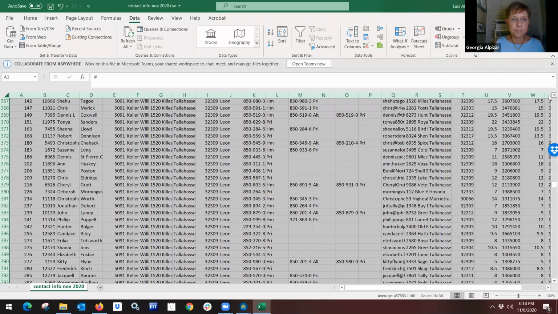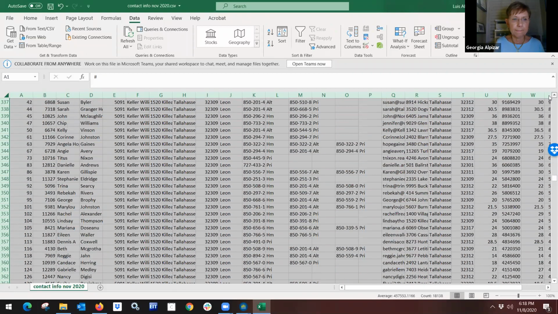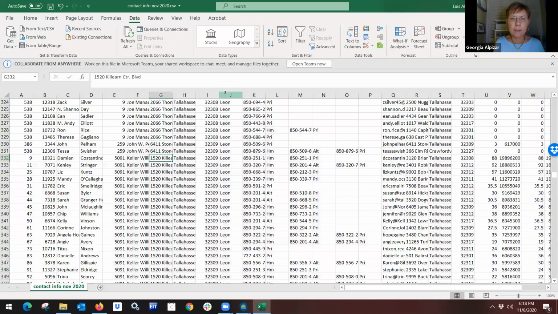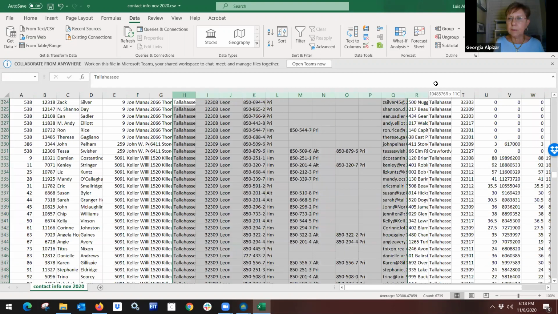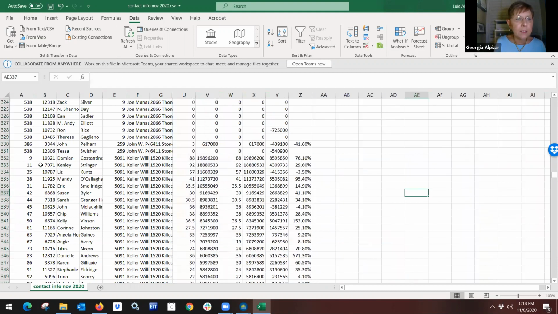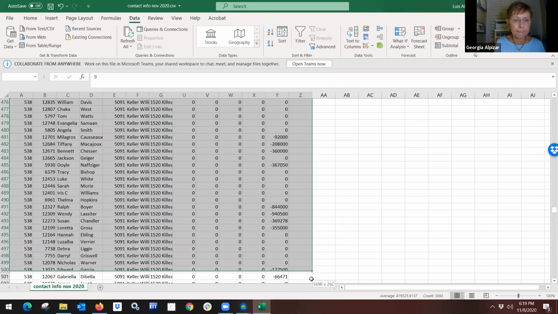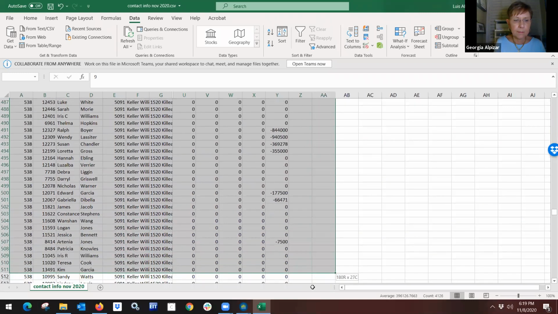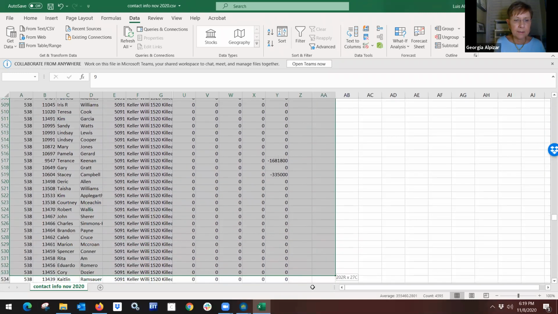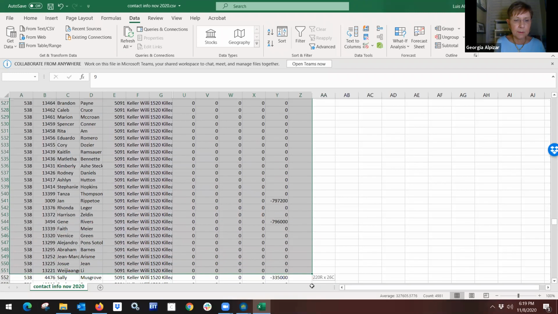Do this. And again, I'm just going to minimize a lot of this, hide this so my fields aren't so long. Okay, so all of these here, I'm going to make all of this, this is all Keller Williams. I'm going to make these red.